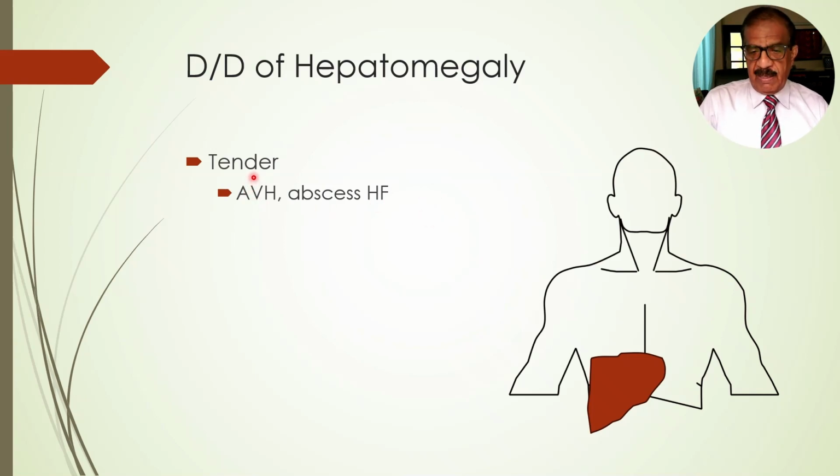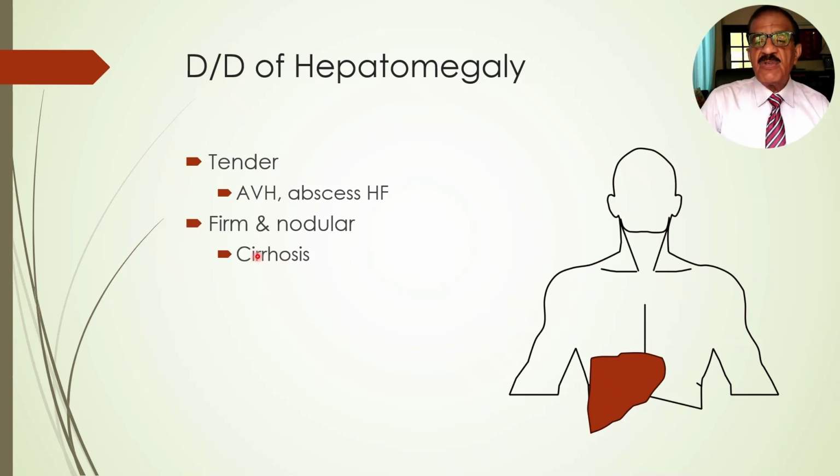Say the liver is tender, and then you would think of possibilities like acute viral hepatitis or liver abscess. Luckily, liver abscesses have now become less common, but they used to be a common abnormality. They still exist. Liver abscess, amoebic or pyogenic. Then in heart failure, right heart failure due to right-sided heart disease or due to cor pulmonale or congestive cardiac failure, you could have a tender liver. There may be other causes also, but these are important ones.